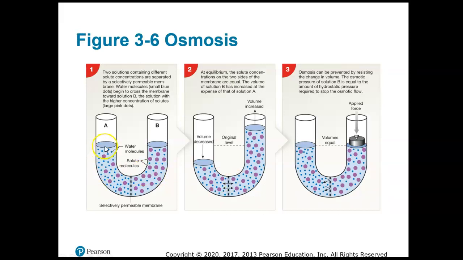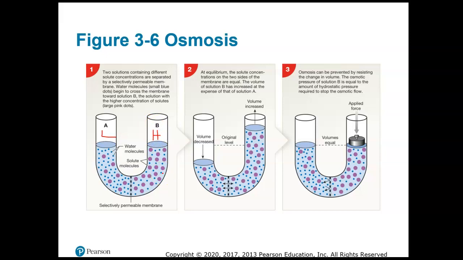So here we have what we literally call a U-tube. In this YouTube video, we have a U-tube. And in this U-tube, the solute molecules are shown as purple. You can see on side A that the concentration of solute molecules is lower, and on side B, the concentration of solute is higher. So here we have a low concentration of solute, and here we have a high concentration of solute.